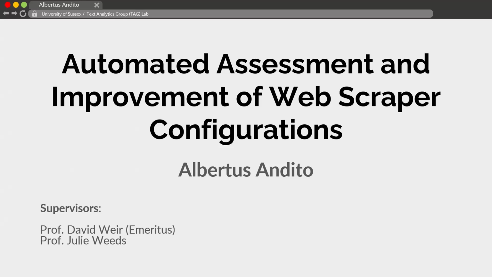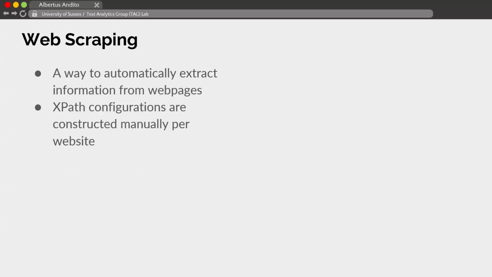I'm Albertus. Today I'm going to talk about my PhD project, which is on automated assessment and improvement of web scraper configurations. Web scraping is a way to automatically extract information from web pages into a structured format, usually done in a batch way per website. And typically the scrapers are constructed manually per website.